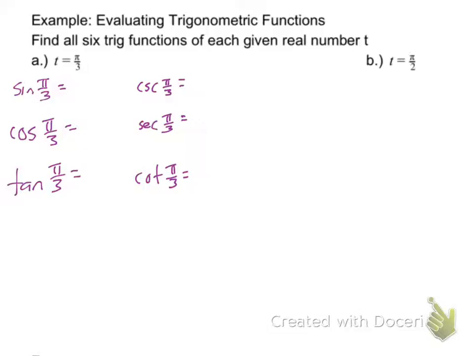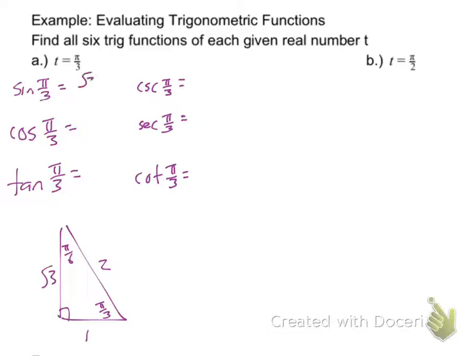So we go to pi over 3, which is a 60-degree angle, and if I was to draw this again, that would be pi over 6, pi over 3, and 90, which is 1, 2, square root of 3. What is the sine of pi over 3?